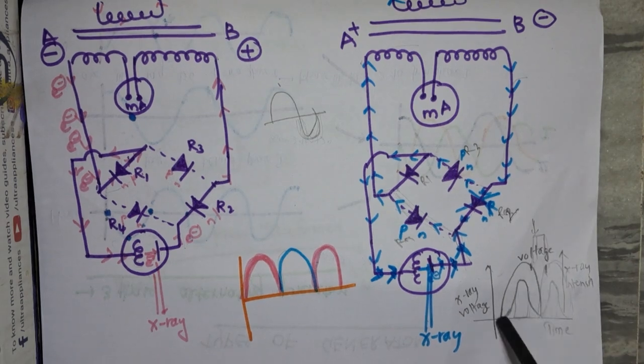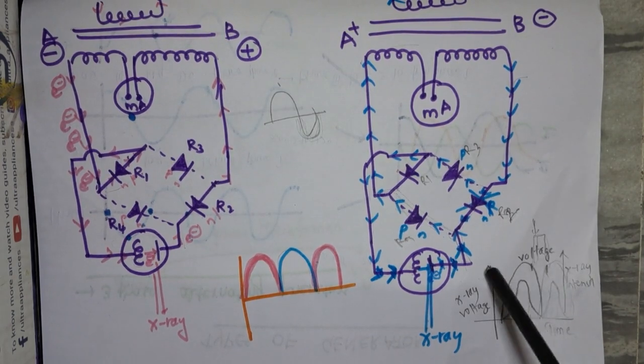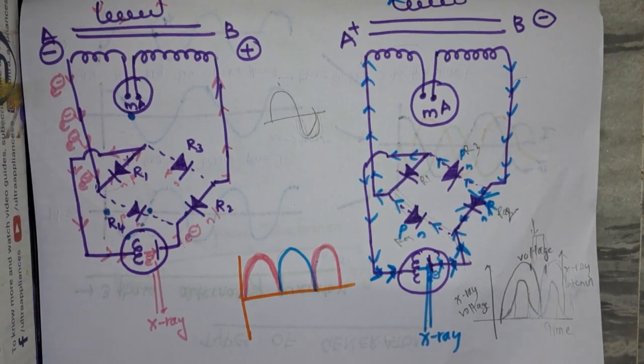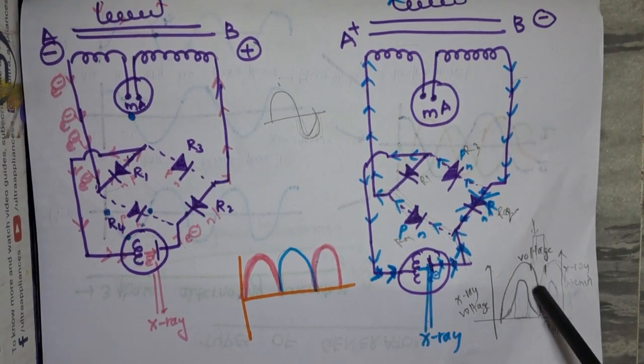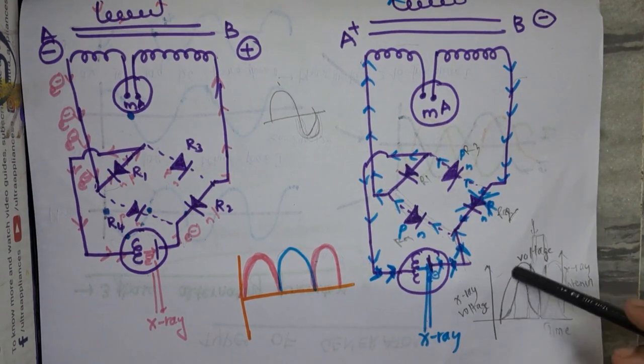Since the voltage goes from 0 to maximum and back to 0, the X-rays produced also start from the least amount, reach maximum intensity, and then the intensity decreases. So in the middle portion you will have less intensity of X-rays, right? These lower intensities are not desirable for diagnostic radiology. What we want is at least less fluctuation in the intensity of X-rays, so we have to decrease this.